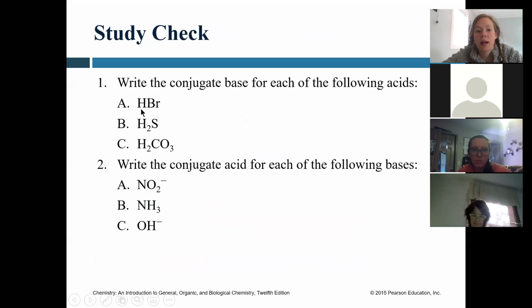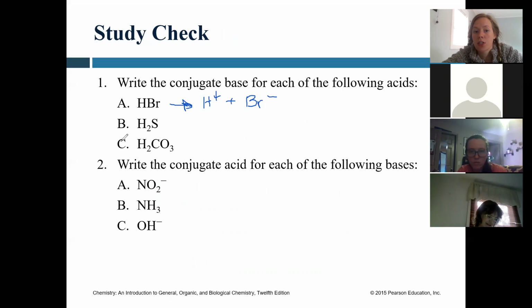So I want you to write, well, we'll do one together. So this says, write the conjugate base for each of the following acids. So if this is an acid and I want to write its conjugate base, that means I have to give up an H plus. If I give up an H plus, what is going to be left over here? Br, and what happens to its charge? Minus, right? We got rid of the proton.